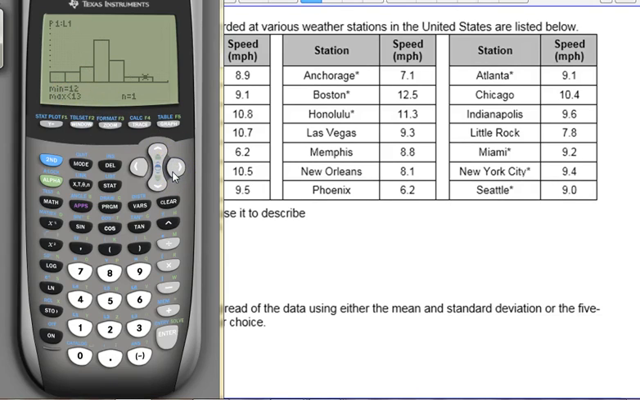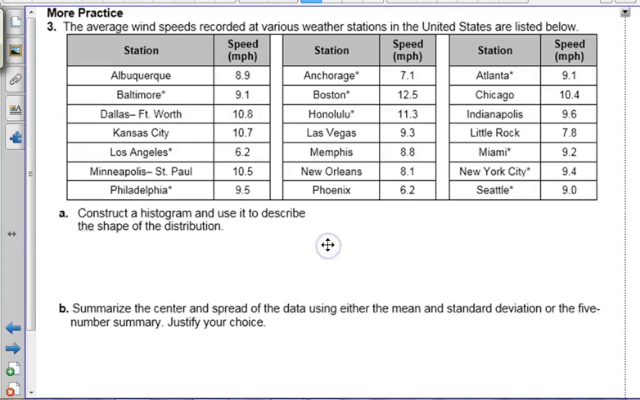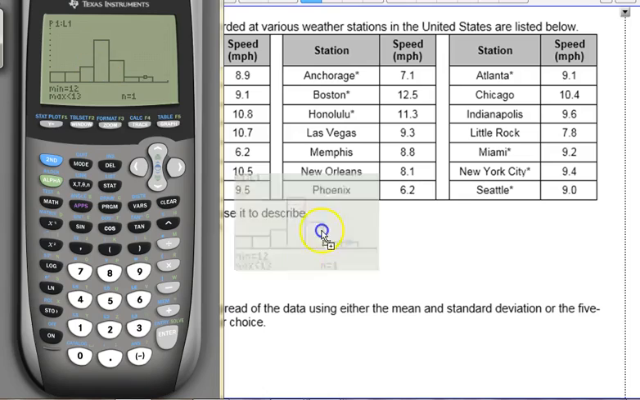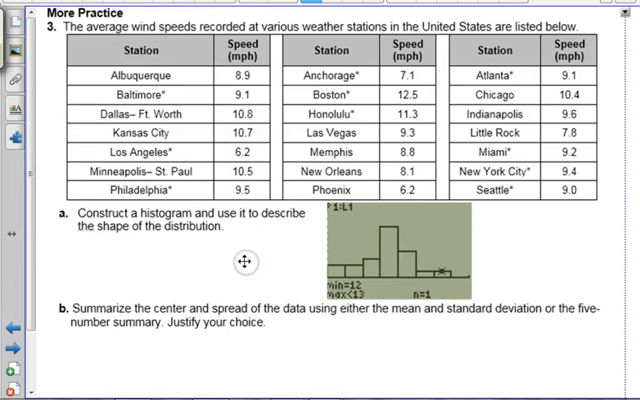I don't think that data is skewed. I think it's going to be pretty close. Okay. I'm not going to take time to draw this. Does anybody have a question? You're not going to have to draw one on a quiz anyway, okay?